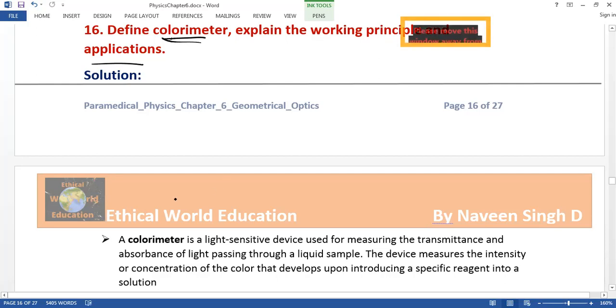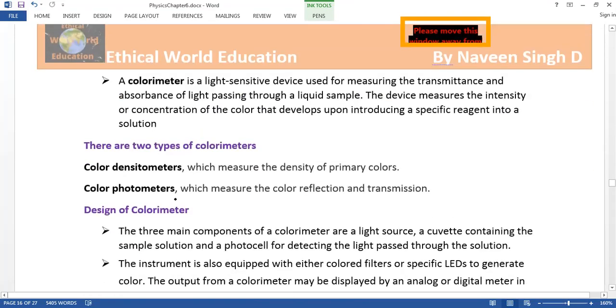Calorimeter is a light sensitive device used for measuring transmittance and absorbance of light passing through a liquid sample. So basically it is a device which measures the transmittance and absorbance of the light passing through this liquid sample. This calorimeter is based on the principle of Beer and Lambert law. We have already discussed Beer and Lambert law.